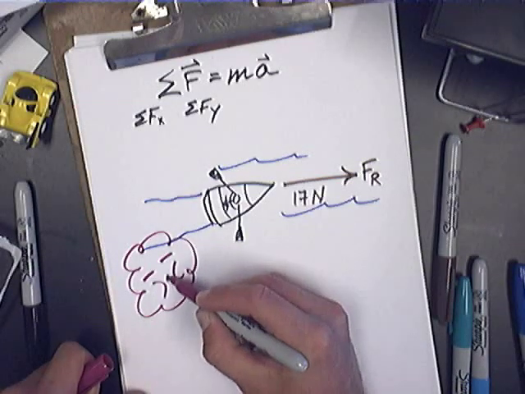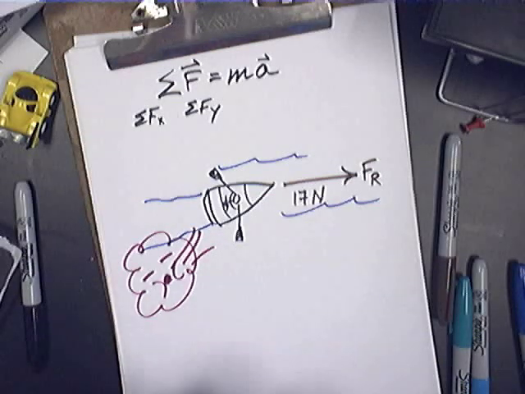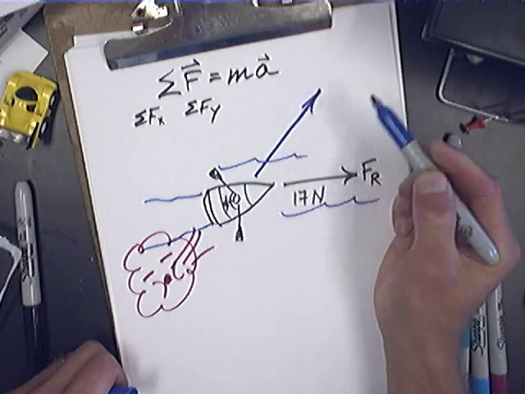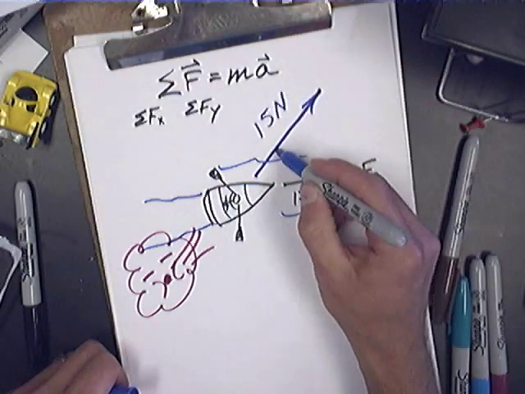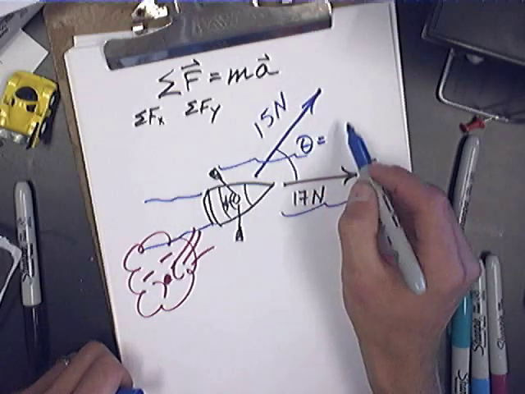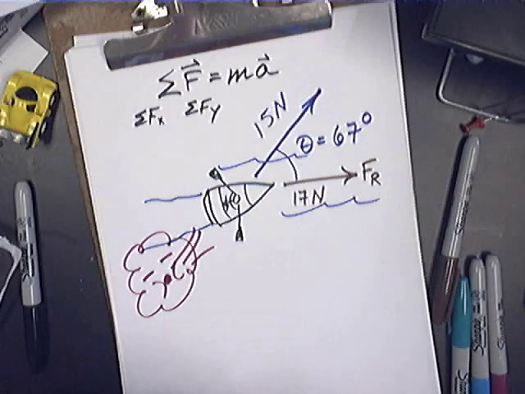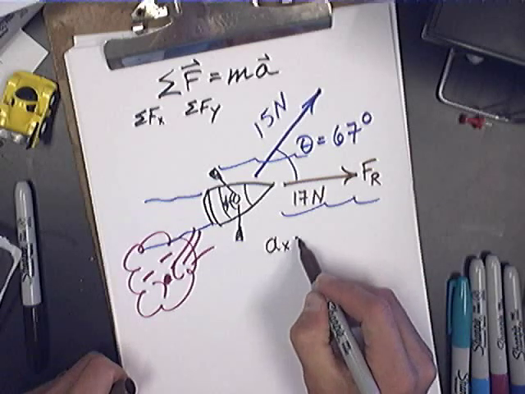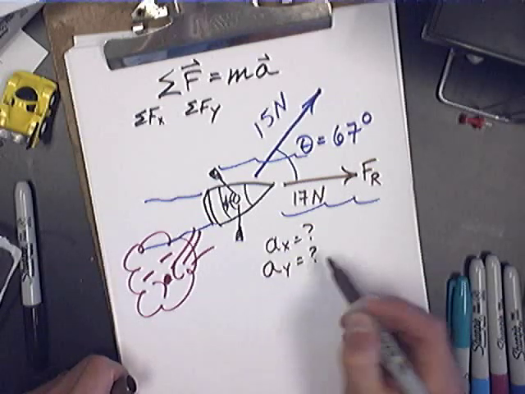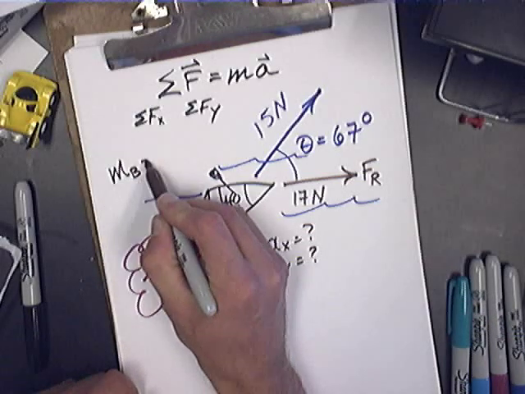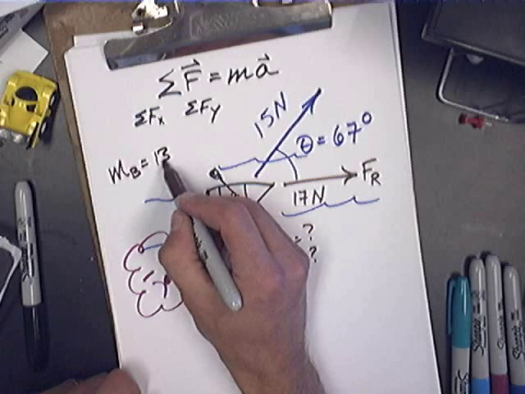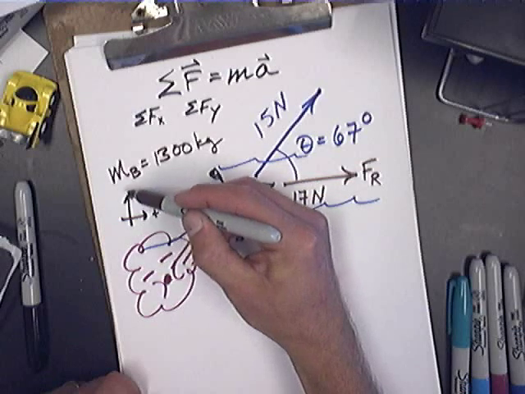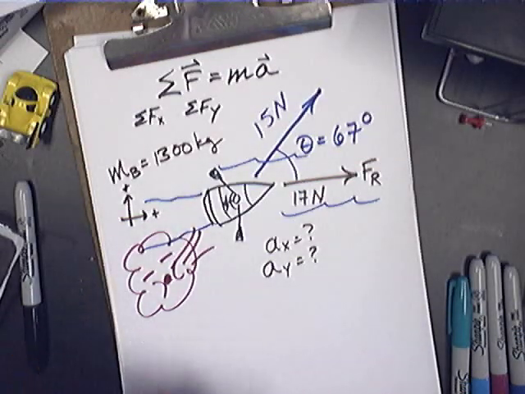and he decides to blow some wind at me, and now the wind is blowing in this direction at 15 newtons at an angle of 67 degrees. So now, I want to know what is my acceleration in the x direction and my acceleration in the y direction. I need to know the mass of my boat. It's 1,300 kilograms. I need to know a positive direction. Positive x is this way, positive y is that way. Alright, let's get to it.